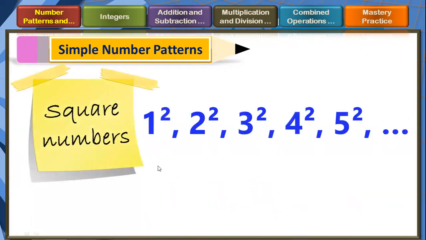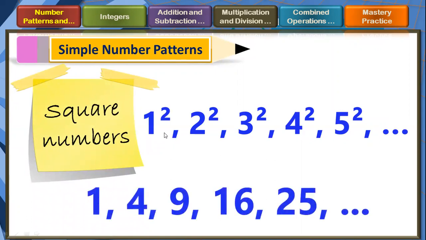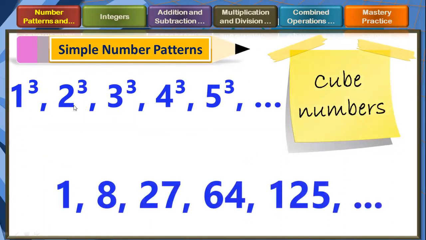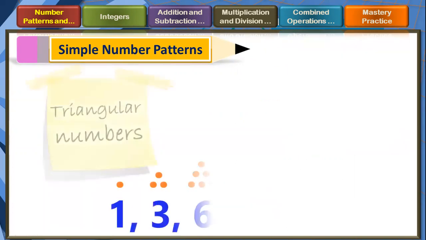So we also have square numbers. So 1 squared is 1, 2 squared is 4, 3 squared is 9, 4 squared is 16, 5 squared is 25. We also have cube numbers. 1 cubed is 1, 2 cubed is 8, 3 cubed is 27, 4 cubed is 64, 5 cubed is 125. So they are called the sequence of cube numbers.